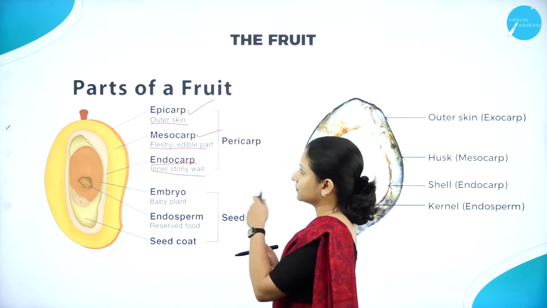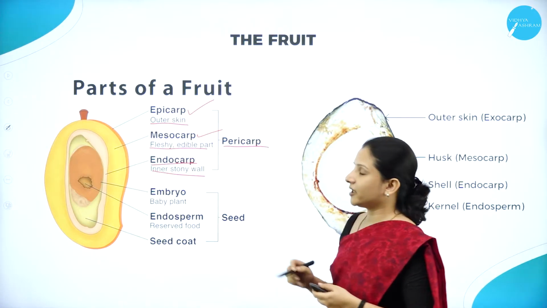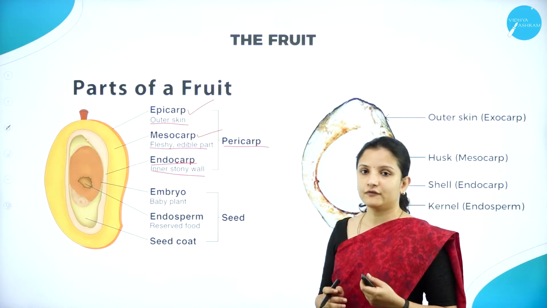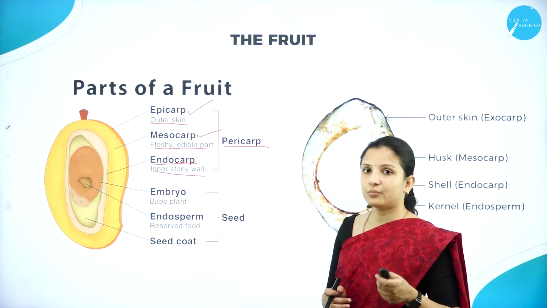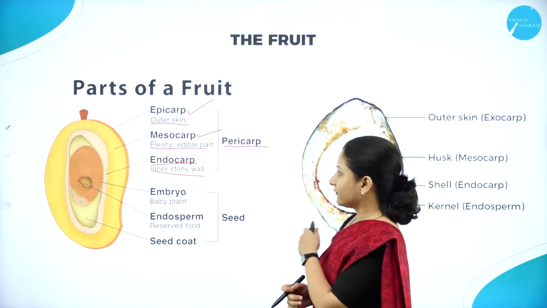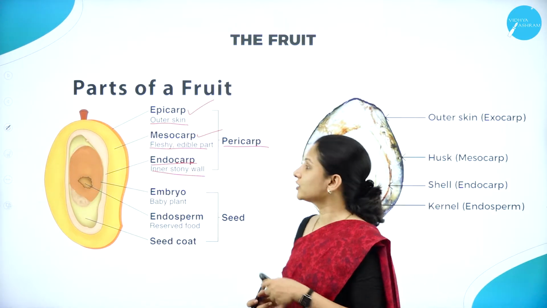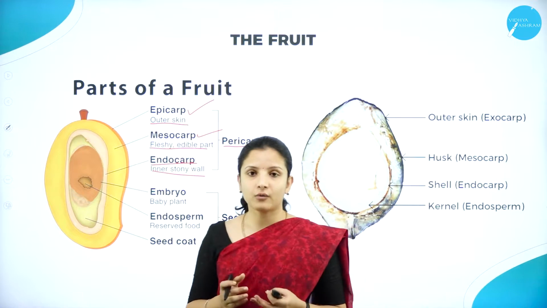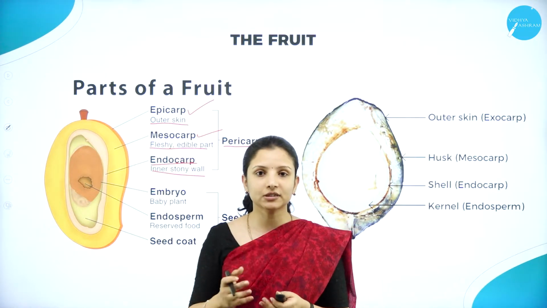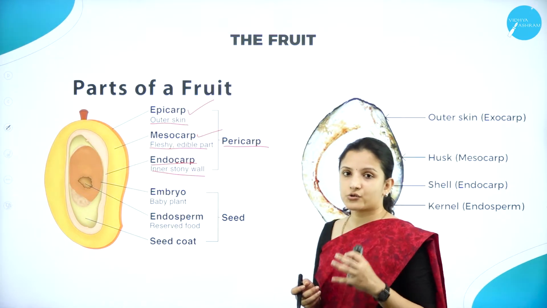So the fruit is mainly made up of one important structure called the pericarp. So what is pericarp? Pericarp is the external covering of the fruit, and the pericarp is made up of the epicarp, which forms the outer skin of the fruit, the mesocarp, which forms the fleshy edible part of the fruit, and the endocarp, which forms the inner stony wall or layer of the fruit that surrounds the seed. So next, moving on to the other layers, which is the actual seed.